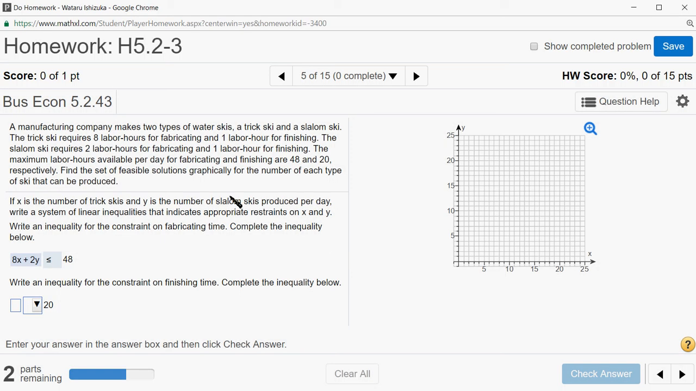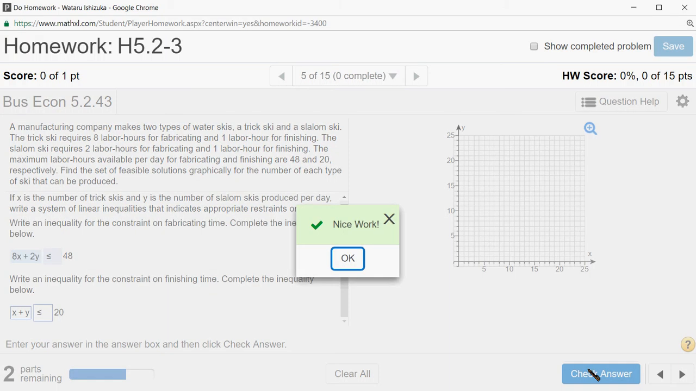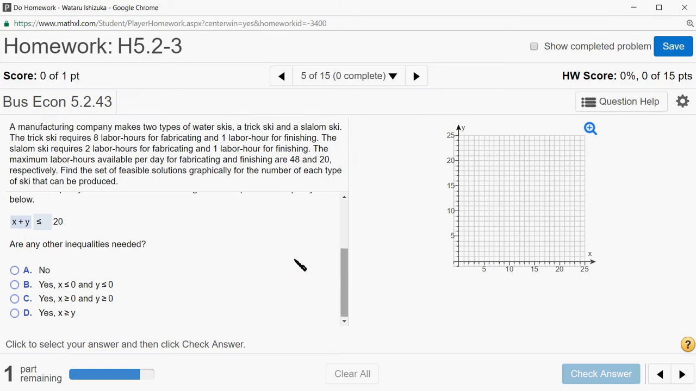Then the finishing time is actually pretty easy because both of them take only 1 labor hour for finishing. So 1 times x plus 1 times y, so x plus y is going to be limited to less than or equal to 20. So put the less than or equal to 20. Check the answer. We got that. The next question is, are any other inequalities needed?